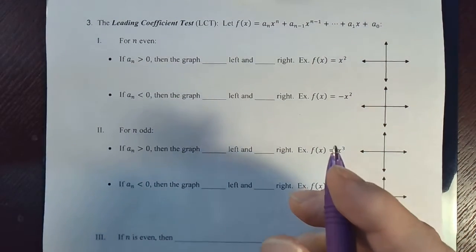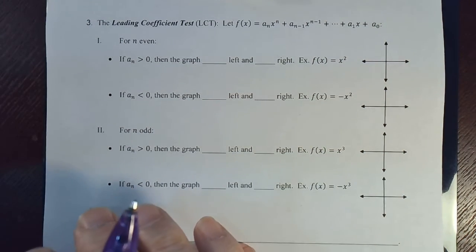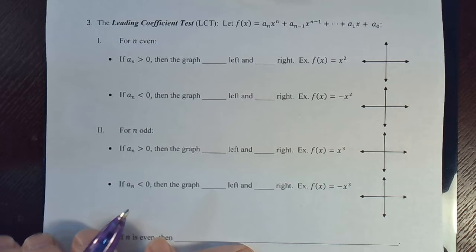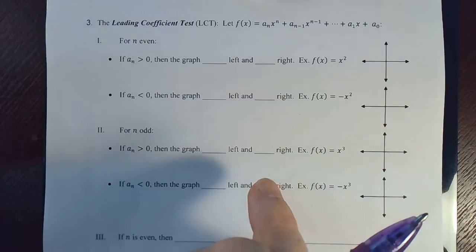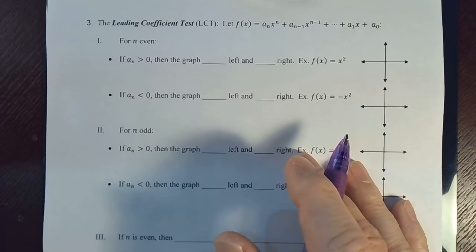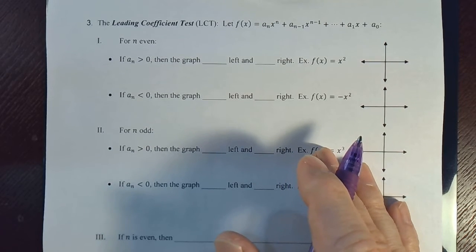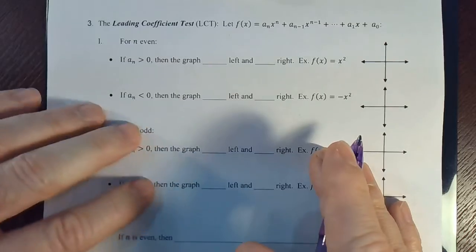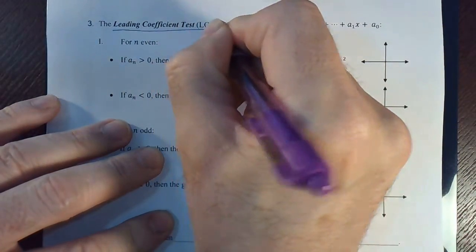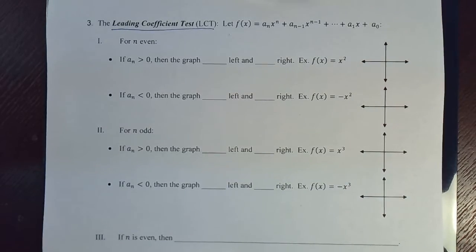At the end of the previous video, we had discussed the end behavior of the graph of a polynomial function. It either rises left or falls left, and it also either rises right or falls right. Well, there's a nice little test that can tell you exactly the end behavior of a polynomial before you graph it. It's called the leading coefficient test, or LCT.